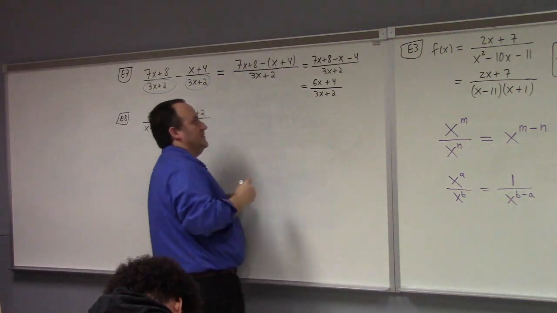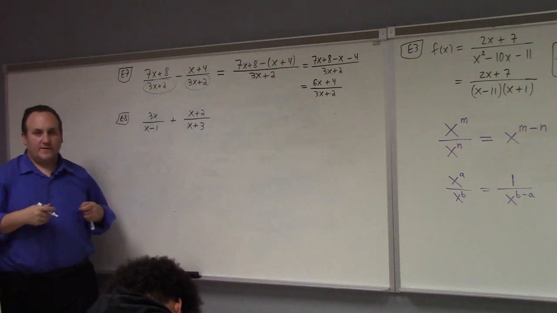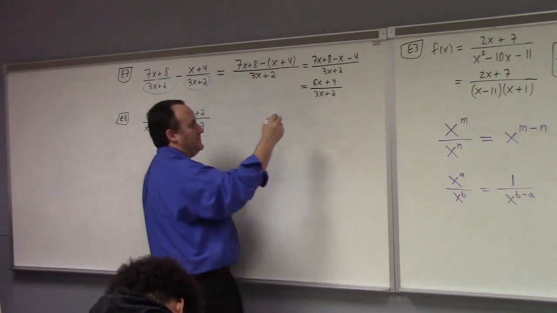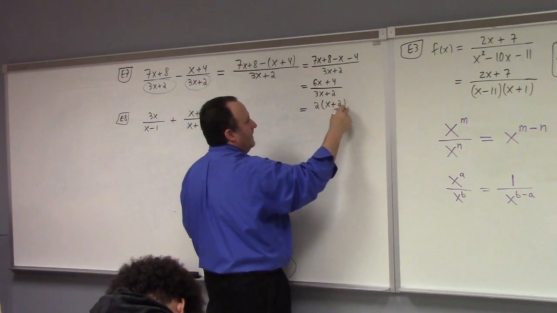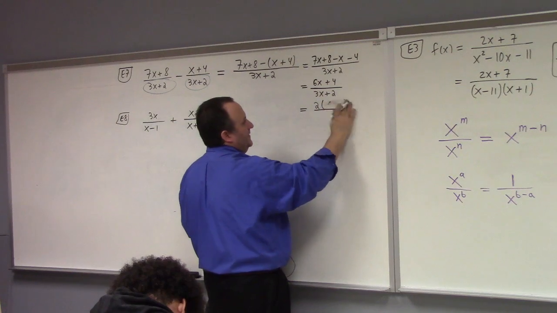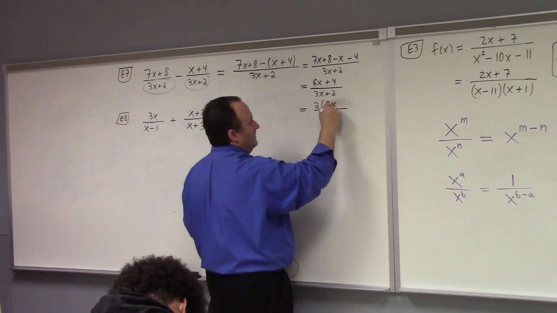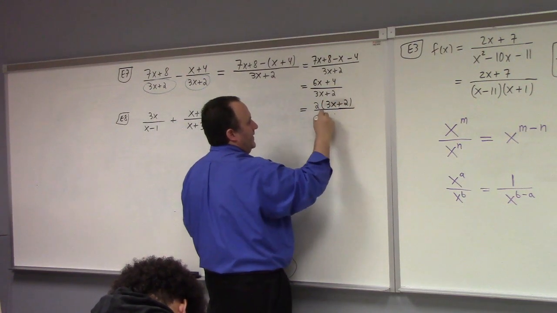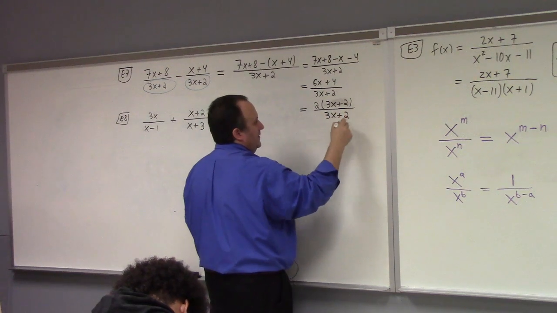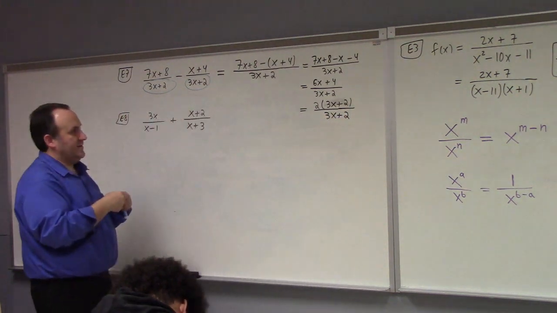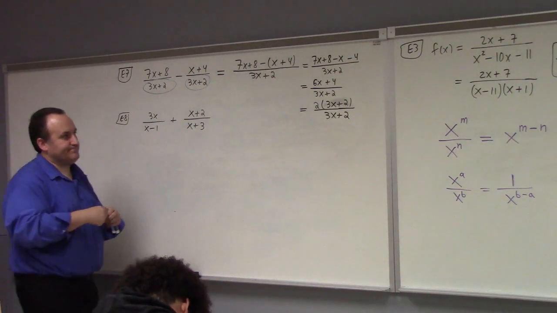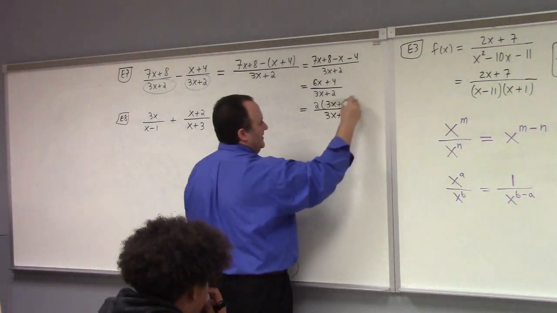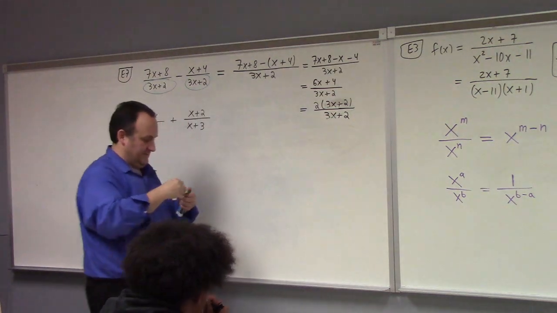Can you guys factor out a 2 of the numerator? Okay, so factor out a 2 of the numerator. My bad, that was a 3x plus 2, right? And then there's 3x plus 2. Wait a minute, what happened? Look at that. Yeah, these cancel those out, and we're left with 2.